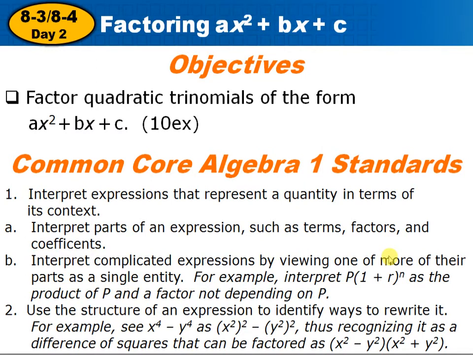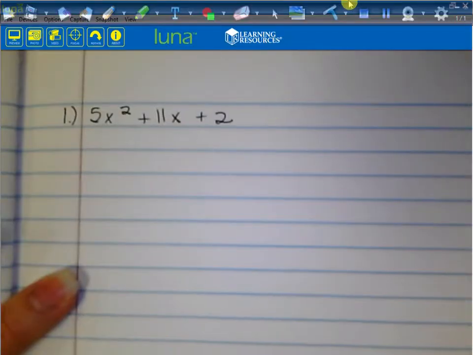Alright, today's lesson is lesson 8-3, 8-4, day 2, and we're going to be looking again at factoring quadratic trinomials of the form ax squared plus bx plus c. Alright, go ahead and get down the first one. It's 5x squared plus 11x plus 2.